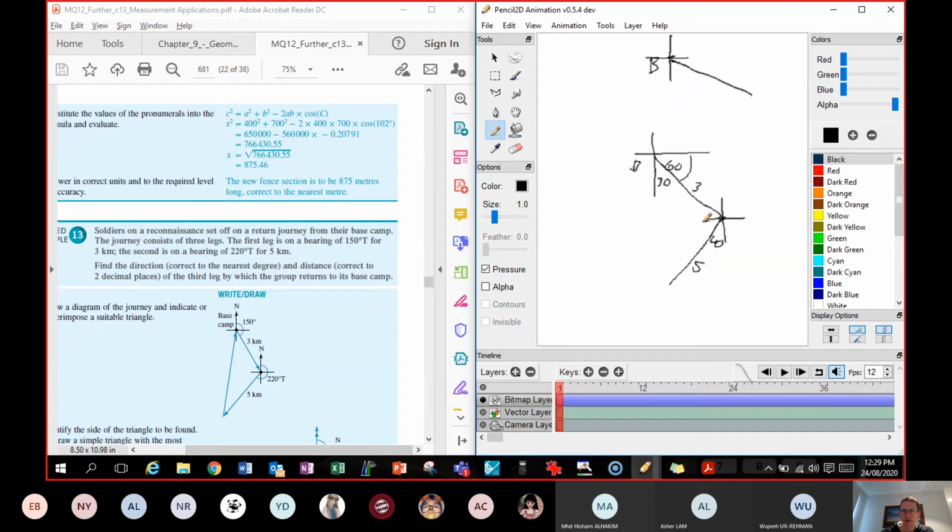And that means this internal angle here to this one would be 50, right? You also know what this angle is, because this is a corresponding angle, because these are parallel with each other. So this has to be 60. And that's 30. So you know this total internal angle now is 110, and that's the trick here. And you head off on 5 Ks. Then it says find the direction and distance, correct to 2 decimal places, of the third leg by which they return to base camp.